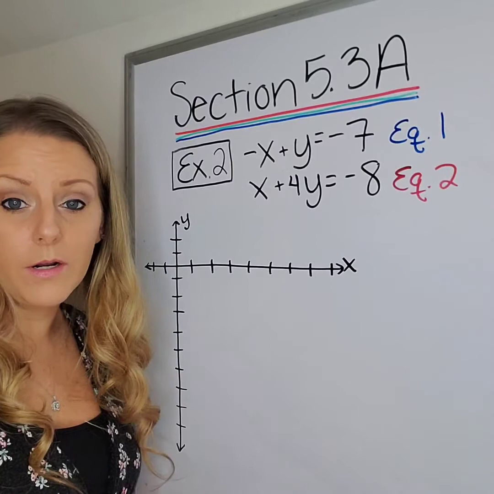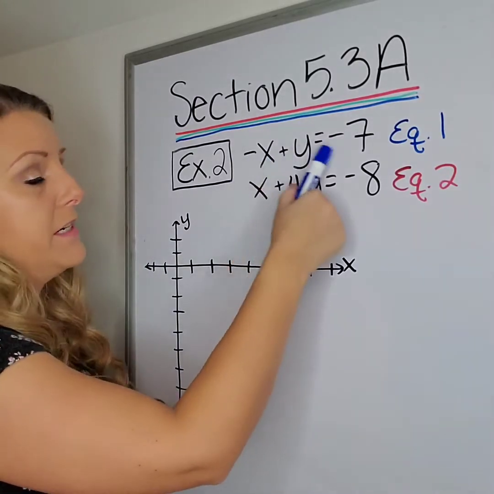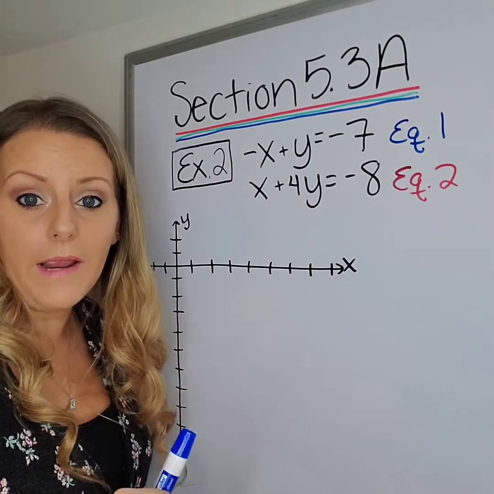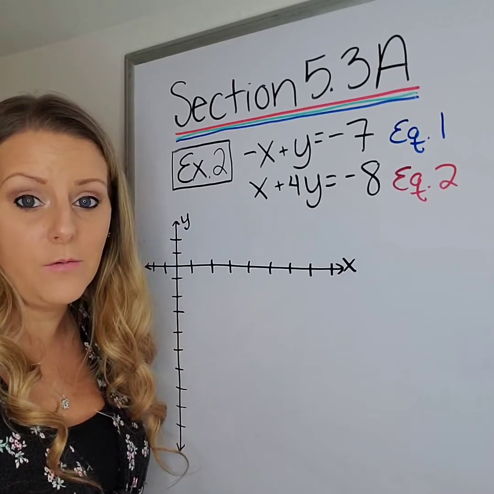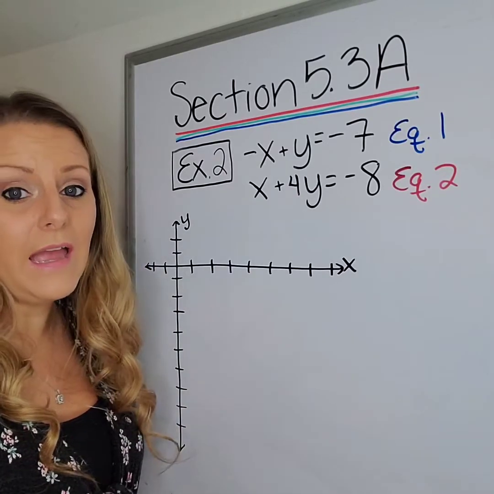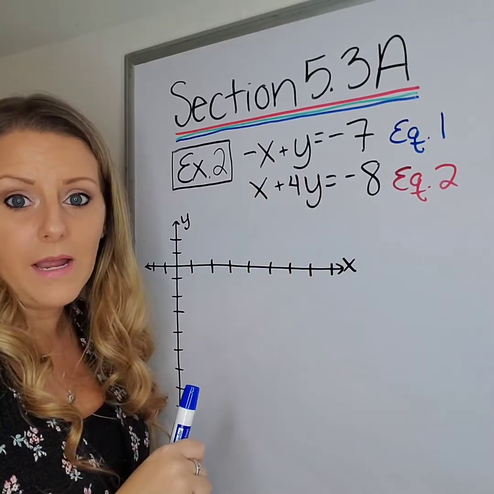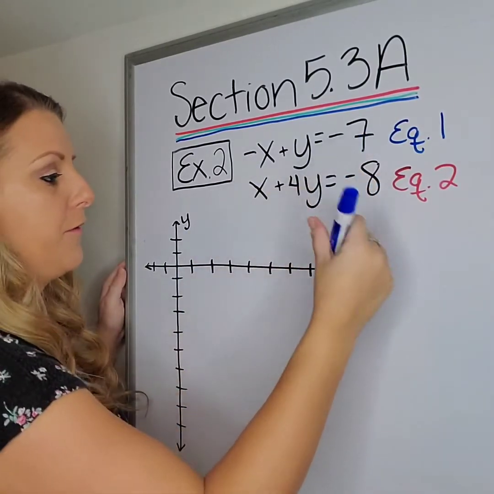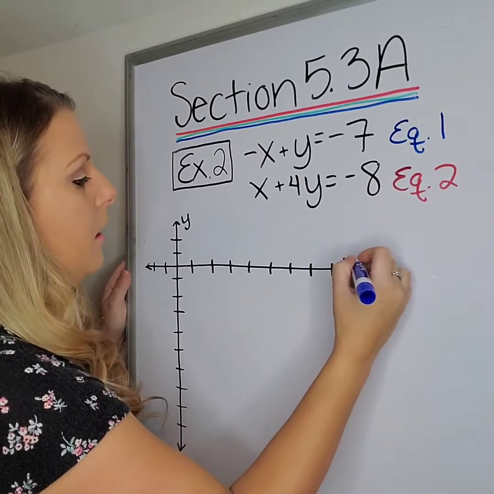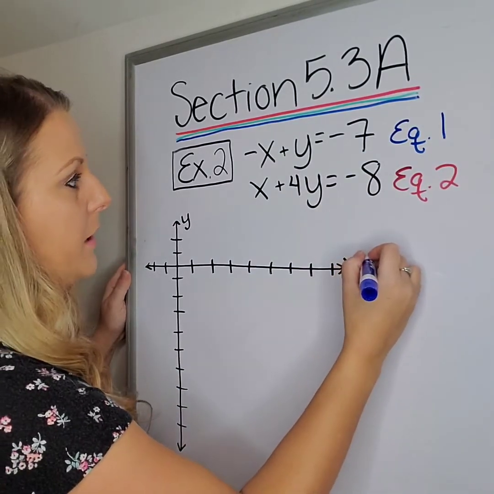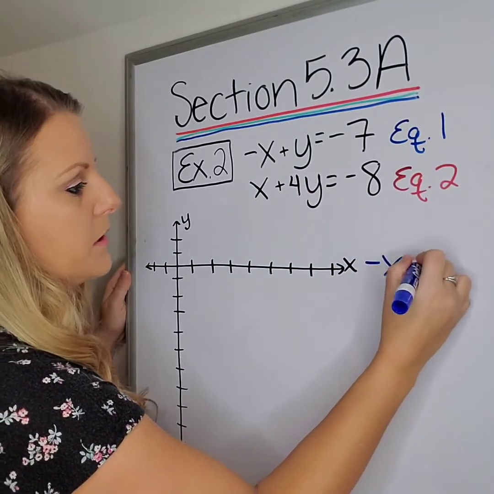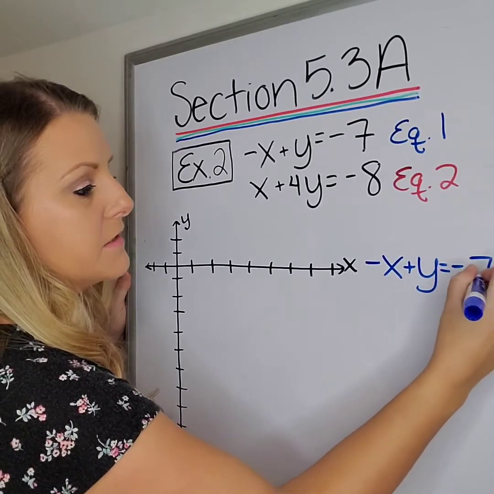Okay, so now we're going to graph. Well, it's not ready to graph. You learned back in part A of this class how to graph an equation. And it definitely cannot be graphed this way. We want to graph it with y being by itself. So I'm going to rewrite the first equation over here. We'll do it right here. Negative x plus y equals negative 7.